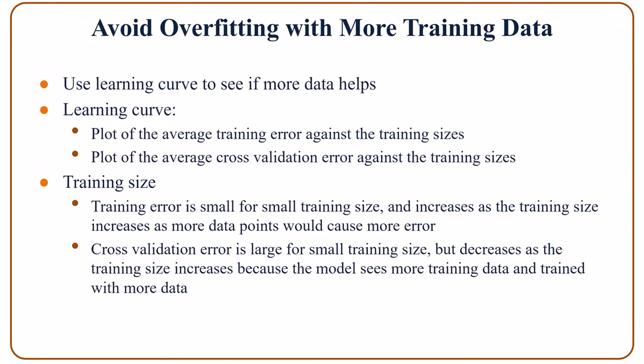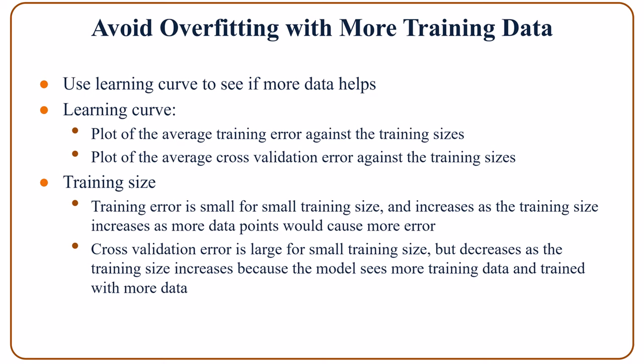More training data may help with overfitting. Here we use the learning curve to see if more data really helps. So what does it do? Basically, it runs cross-validation with k-folds and then plots the average training error against the training sizes. Also plots the average cross-validation error against the training sizes.